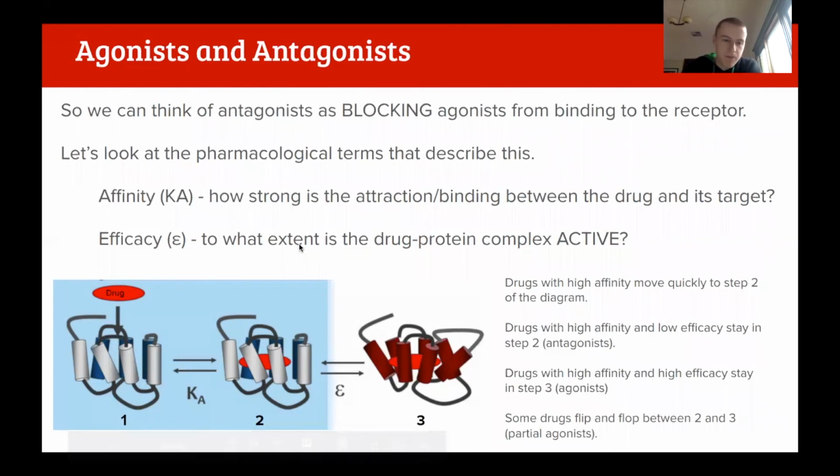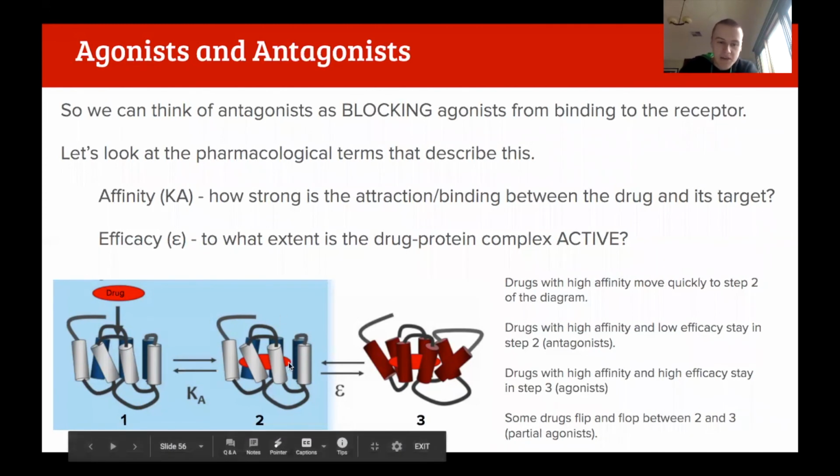So let's start by looking at what high affinity means for a drug. Well, high affinity means that the drug is going to spend a lot of time bound to this protein here. So drugs with high affinity, once they meet their target protein, they move pretty much straight into this stage 2 here that you can see.